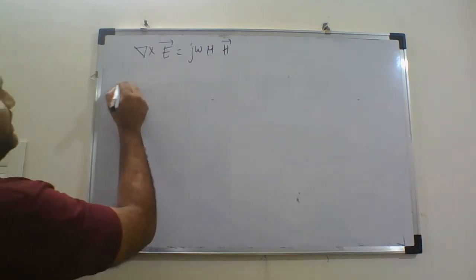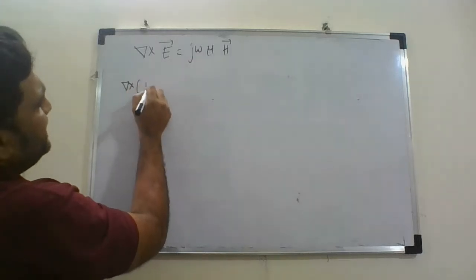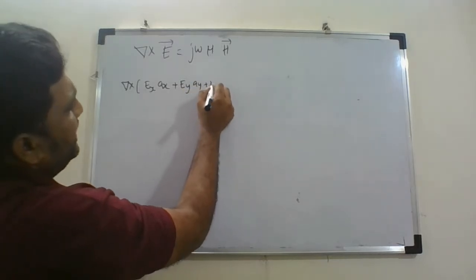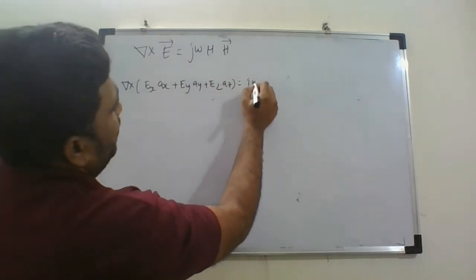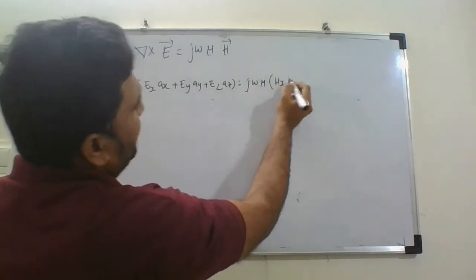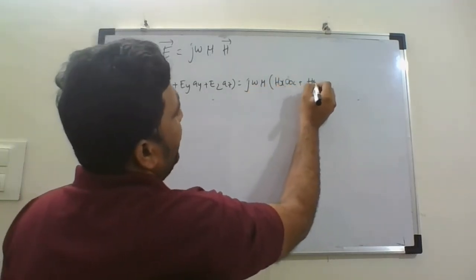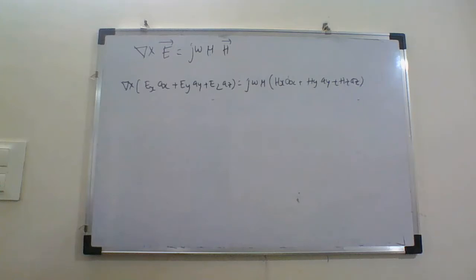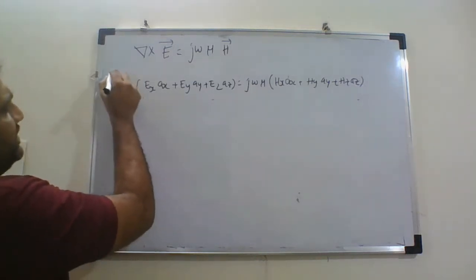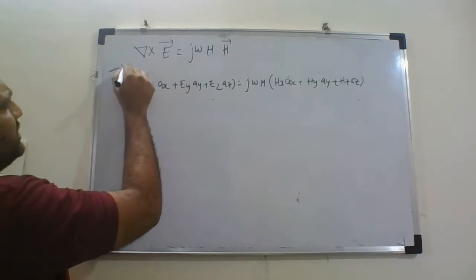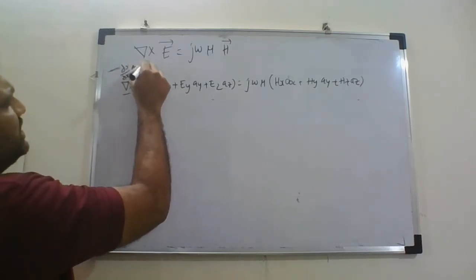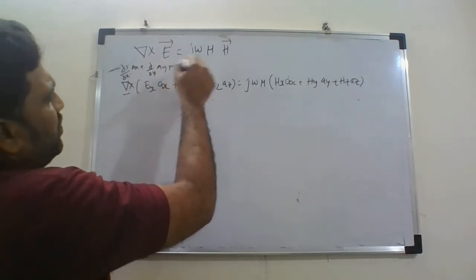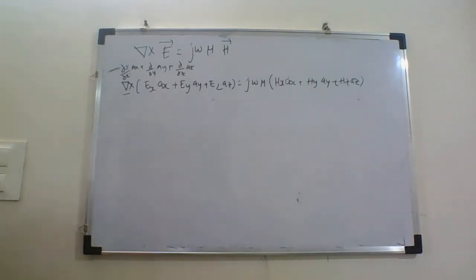So from this Maxwell's equation I can write del cross E, where E is represented as Ex ax plus Ey ay plus Ez az, is equal to j omega mu into H, which can be written as Hx ax plus Hy ay plus Hz az. Now del is a vector, generally represented as dou by dou x of ax plus dou by dou y of ay plus dou by dou z of az. So these two are vectors.